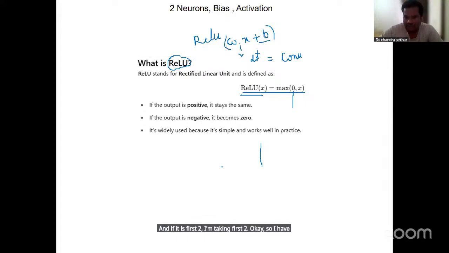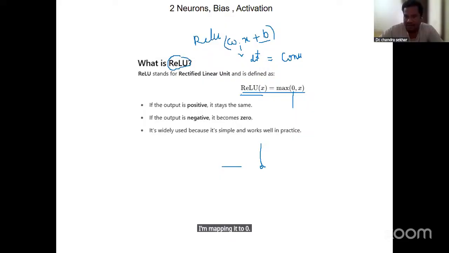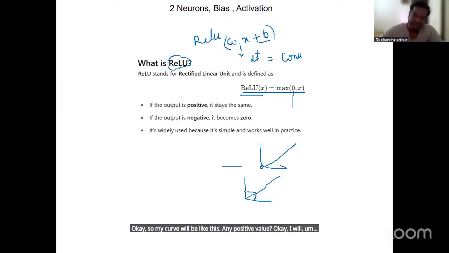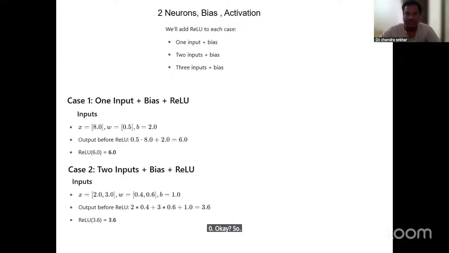Suppose any negative value, I am mapping it to 0. And any positive value, I am giving the same. So my curve will be like this. Any positive value will be the same, but any negative value, I'm just starting it from 0. Okay, so next. Like this, 1 input, 2 input, 3 input, same thing. So I have an input, I have a weight.